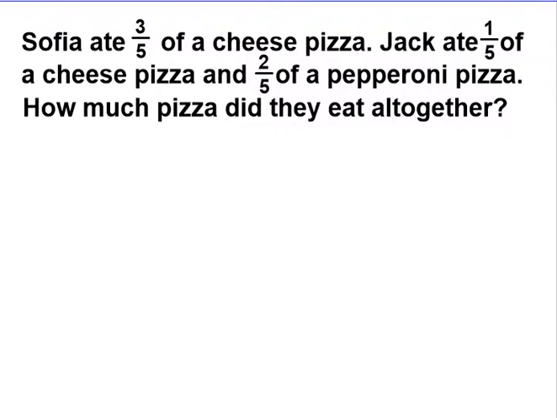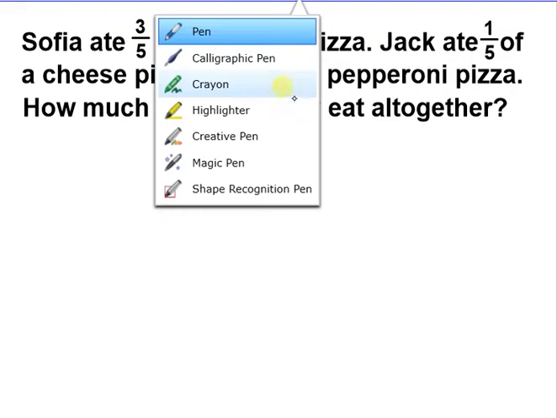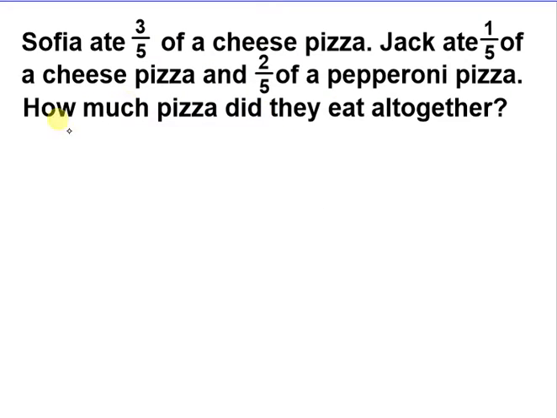All right, so we have Sophia here, and Sophia ate 3/5 of a cheese pizza. Jack ate 1/5 of a cheese pizza and 2/5 of a pepperoni pizza. How much pizza did they eat all together? So I'm going to go ahead and grab my highlighter because I already did step 1, which was to read the problem, and step 2 is to highlight the question. So I did that. And then I need to go ahead and find my keyword. And my keyword just stuck out to me right away. And it was this word right here, all together.